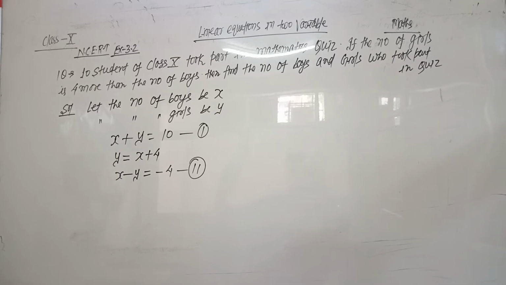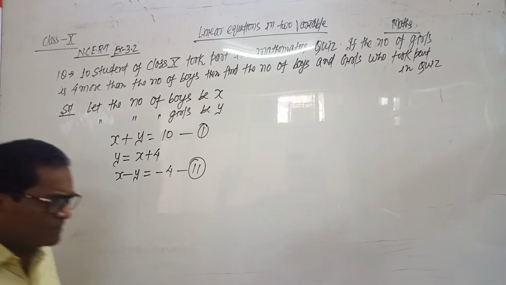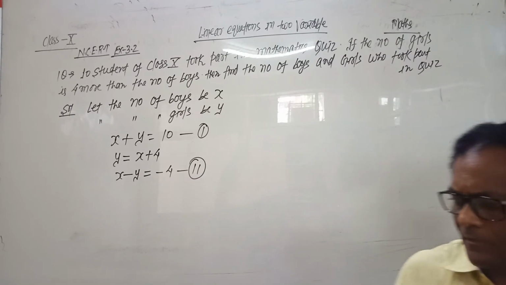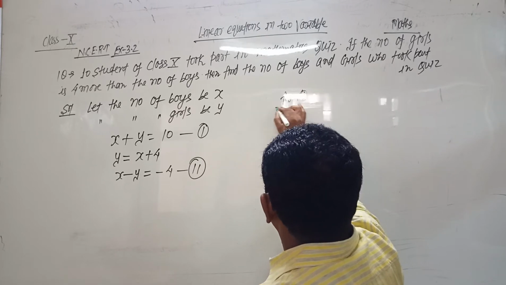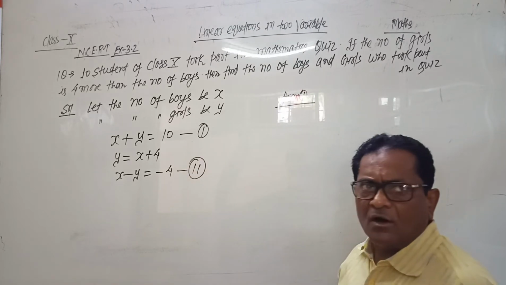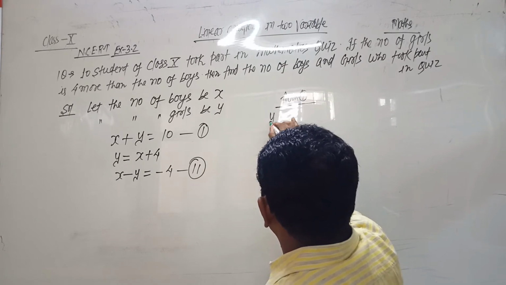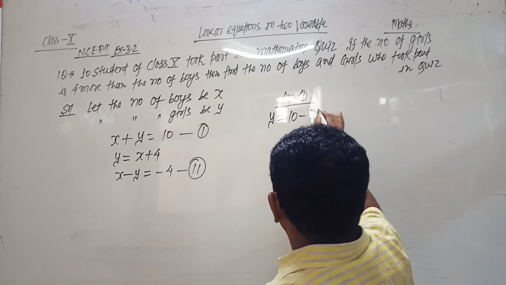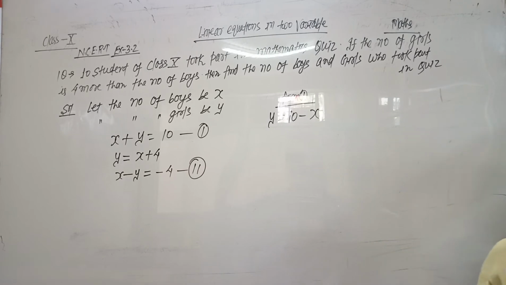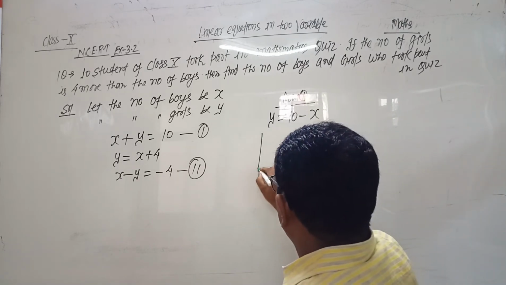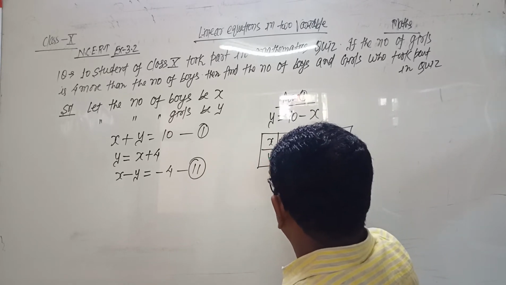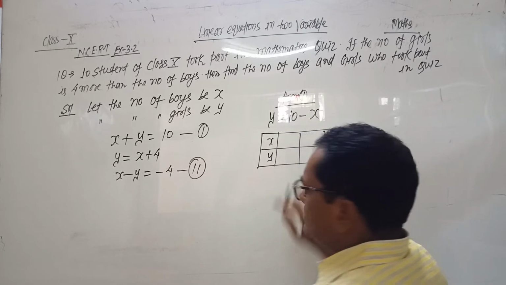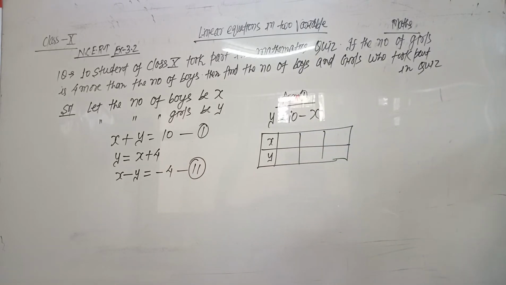So for drawing the graph, firstly we will have to make the table. So how to make the table? From first we eliminate either y or x. So if we eliminate y, then the value of y comes to be 10 minus x. Now to make the table, here we put x and y. Different values of x will be taken and we obtain the value of y.